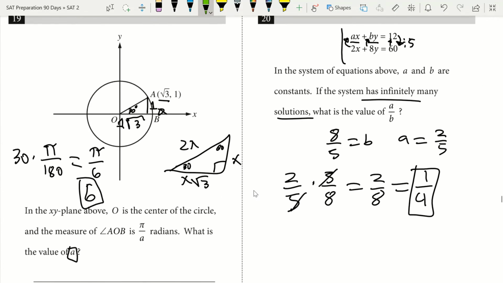Number 19 down here, we've got solving for the value of a and pi over a for angle AOB. I know the angle AOB because it's a 30, 60, 90 triangle. Since we have a root 3 here and a 1 there, that's going to have to be 30 degrees, which I know is pi over 6.